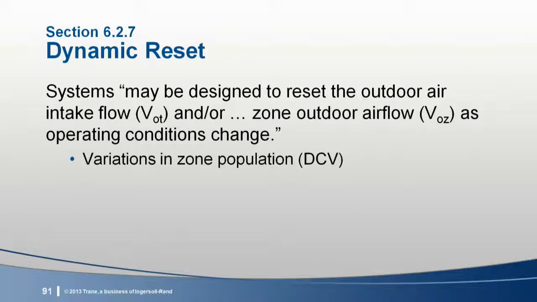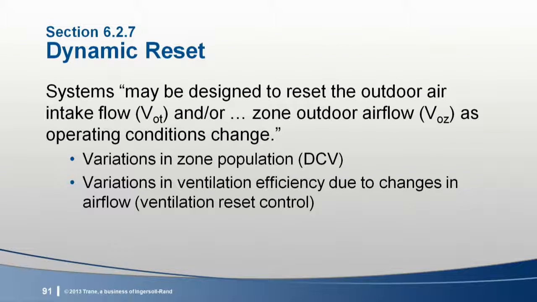Zone outdoor airflow may be reset in response to variations in zone population. This option is called demand control ventilation, and there are many different ways to do it. System-level intake flow may be reset in response to variations in system ventilation efficiency due to changes in zone airflow. This option has been called ventilation reset control in the past, but Standard 90.1 calls it ventilation optimization control.